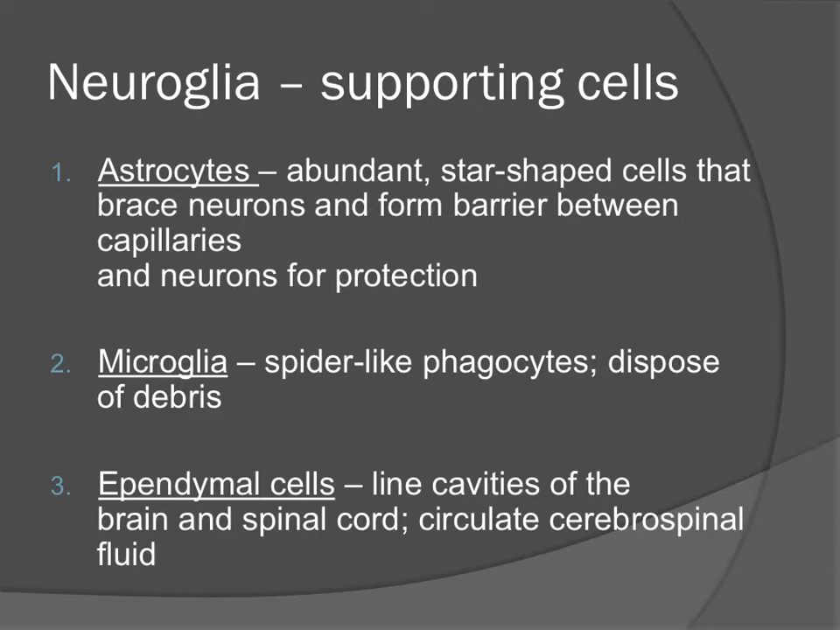Microglia are spider-like phagocytes, and they dispose of debris. They act as the first and main form of active immune defense in the central nervous system. When these are activated, an inflammation process in the central nervous system occurs, which plays a very important role in the pathway leading to cell death in a number of neurodegenerative diseases, including Parkinson's, Alzheimer's, and multiple sclerosis. Ependymal cells line cavities of the brain and spinal cord and circulate cerebrospinal fluid.